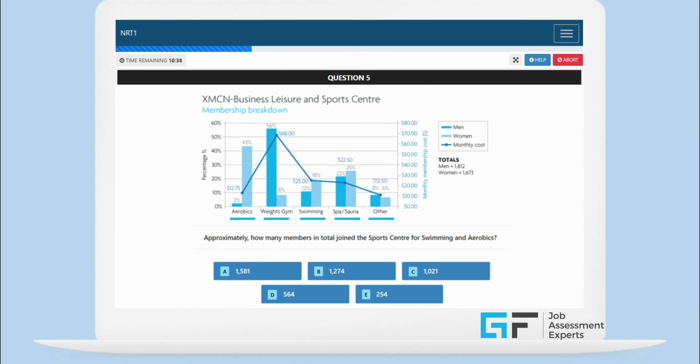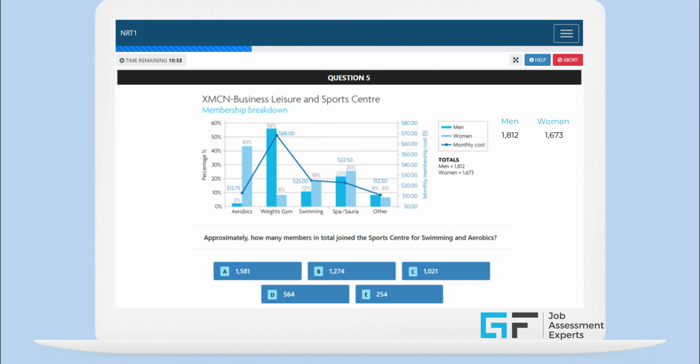The data for the various facilities is further broken down by gender, showing a percentage split between males and females for each activity. On the right, we can also see the total number of men and women who have joined the centre. To begin with, we can see that the total number of men who have joined the centre is 1,812, and women is 1,673. So 100% of men is 1,812, and 100% of women is 1,673.